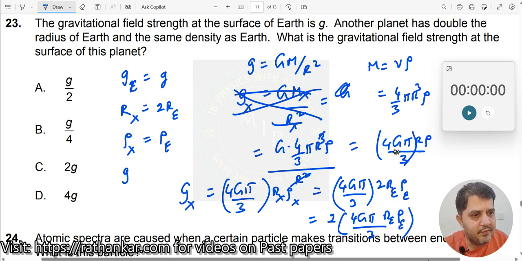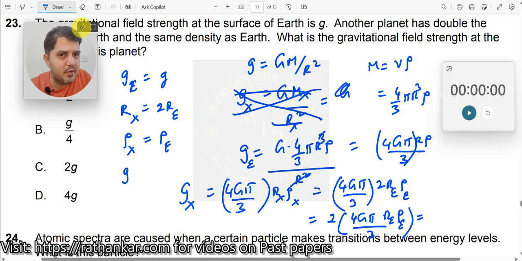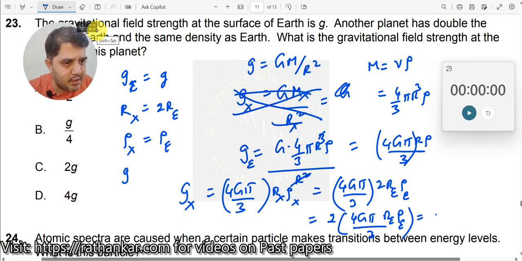Now you see 4 G pi divided by 3 into R_E into rho_E. What is this? This is nothing but g, which is G_E. If I put E here, I replace all this by E only. So now this should be equal to how much? 2 times g. So the answer is C over here. So it's the right answer.